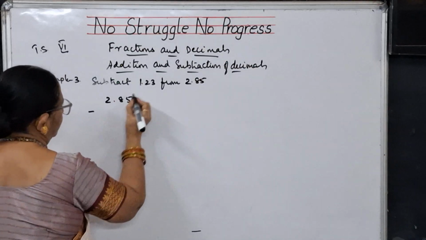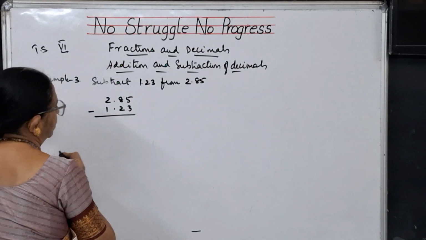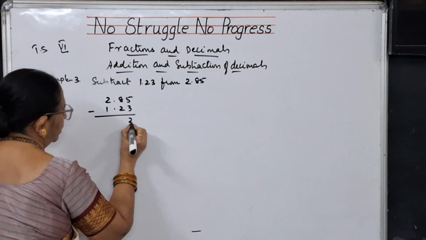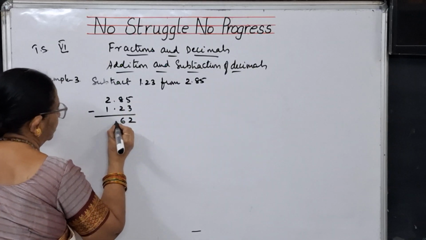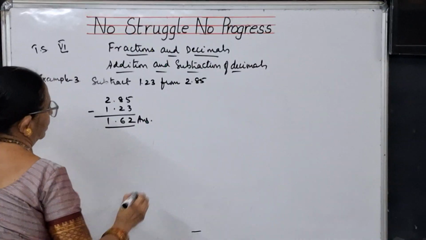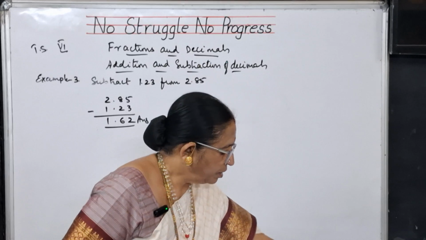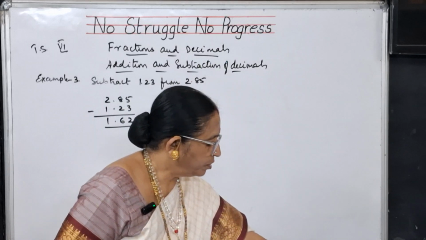2.85 minus 1.23, see the decimal here. Okay, now subtraction. 5 minus 3, 2; 8 minus 2, 6; 2 minus 1, 1. 1.62 is the answer that we have got. This is the third example, children. Next.